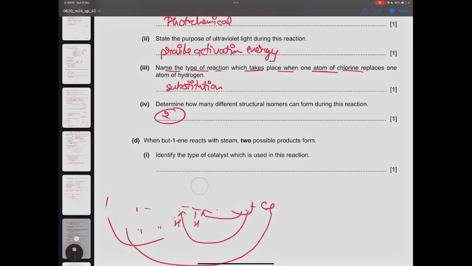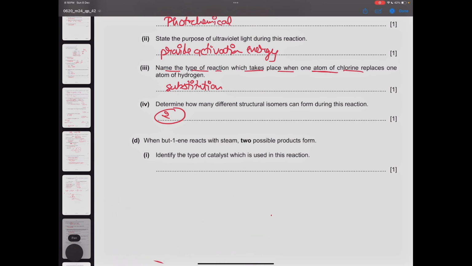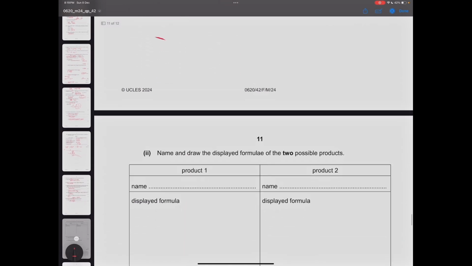Now identify the type of catalyst used in this reaction. Which reaction? Butene reacting with steam. So this is an addition reaction which is specifically called a hydration reaction. What does hydrating mean? Drinking water, drinking liquids, drinking fluids, right? So when butene drinks steam, not drinks, it reacts with steam. So that is hydration. It's H2O, right? Identify the type of catalyst. It is an acid catalyst. All right, you just need to remember acid catalyst. They're asking you the type, not the name.